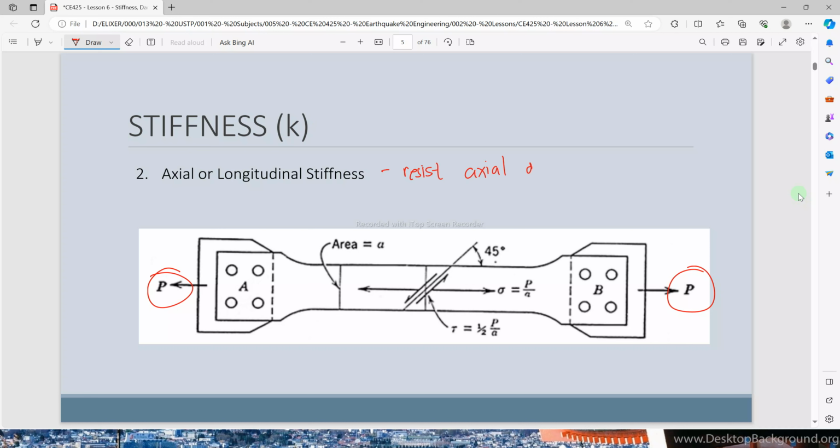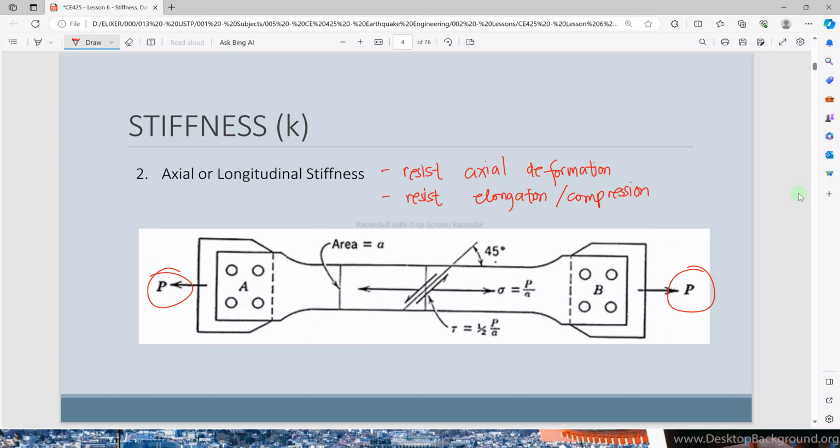So, sa ato pa, axial stiffness resists axial deformation. So in other words, no, it resists elongation sa material or compression. That is axial stiffness. So, nailalay nga stiffness.